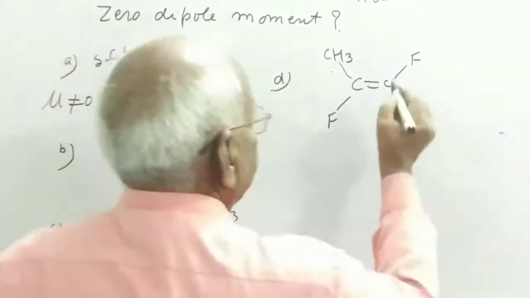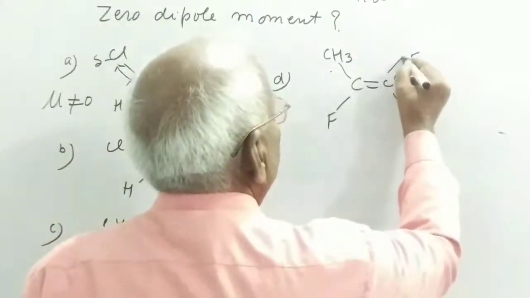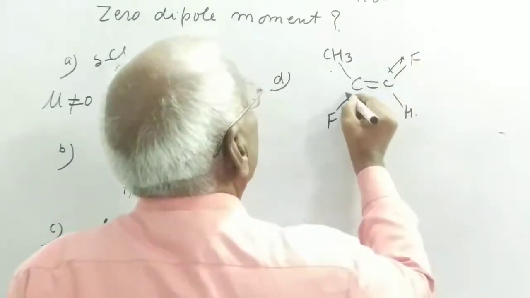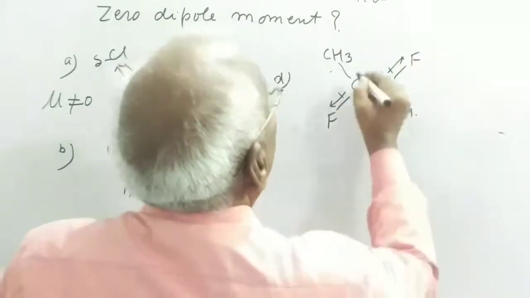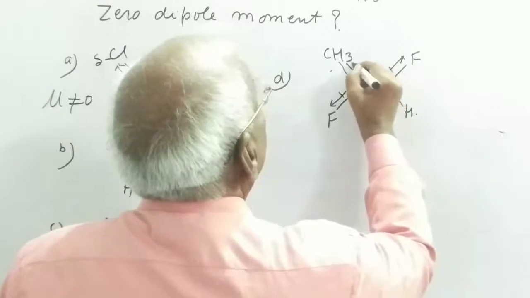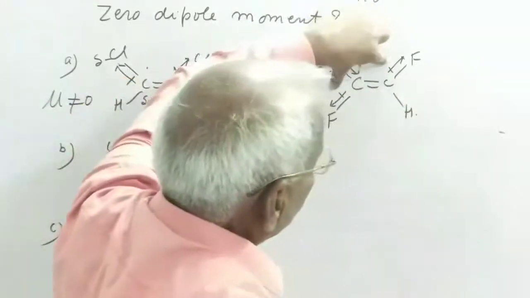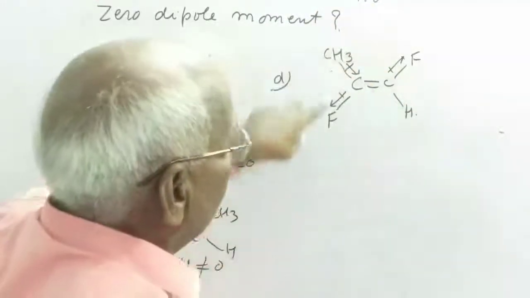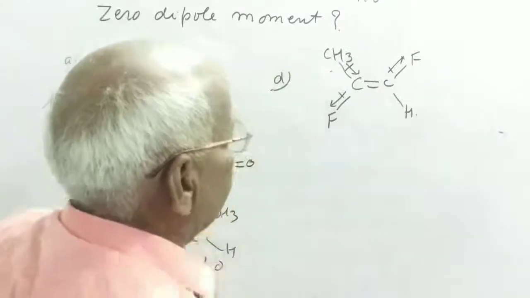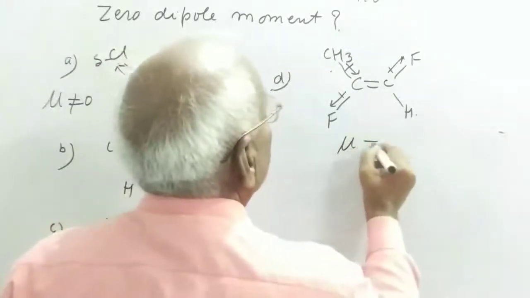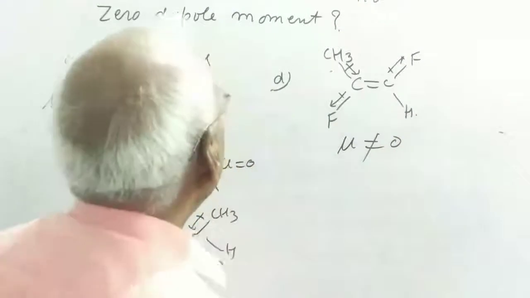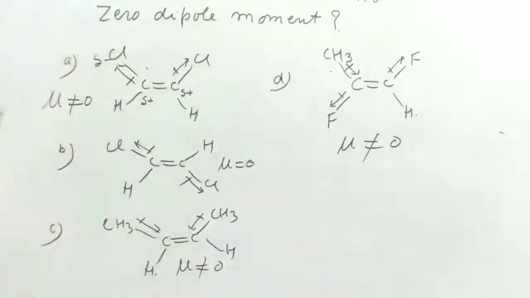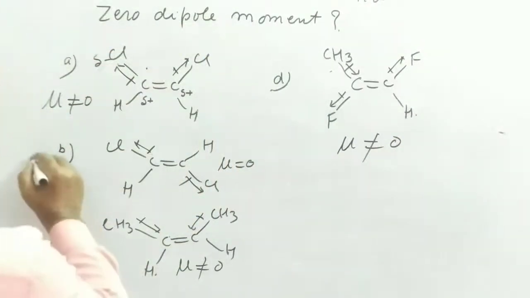In this case, dipole moment in this direction, dipole moment in this direction, dipole moment in this direction. So two fluorine cancel their dipole moment, but this methyl group does not cancel, so it has dipole moment. So the answer will be, find out the alkene which has 0 dipole moment. The answer is B.